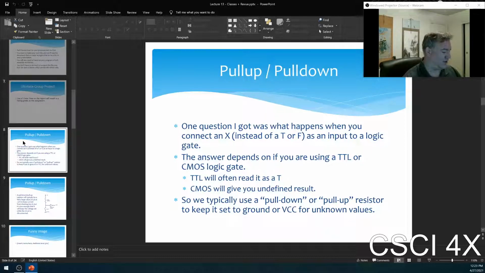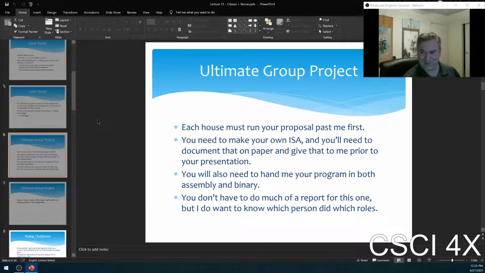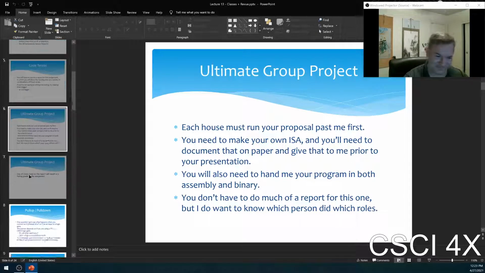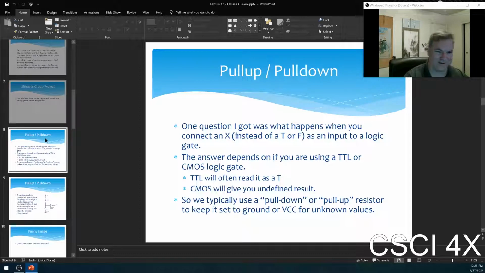Raid Shadow Legends. That's these grayed out things. Your ultimate group project is doing Raid Shadow Legends. In assembly. Remember, using Comic Sans is an automatic fail. So. Raycons, oh Lord, you guys are killing me. Audible.